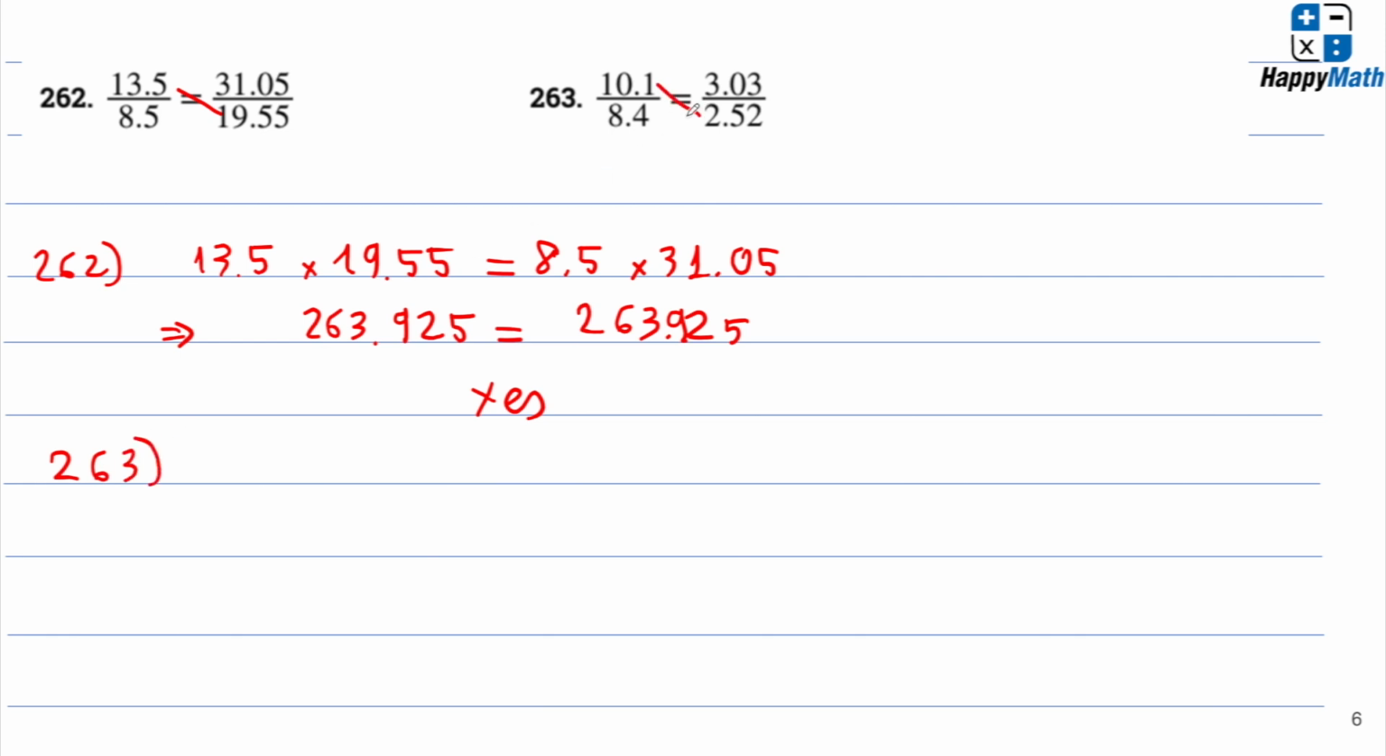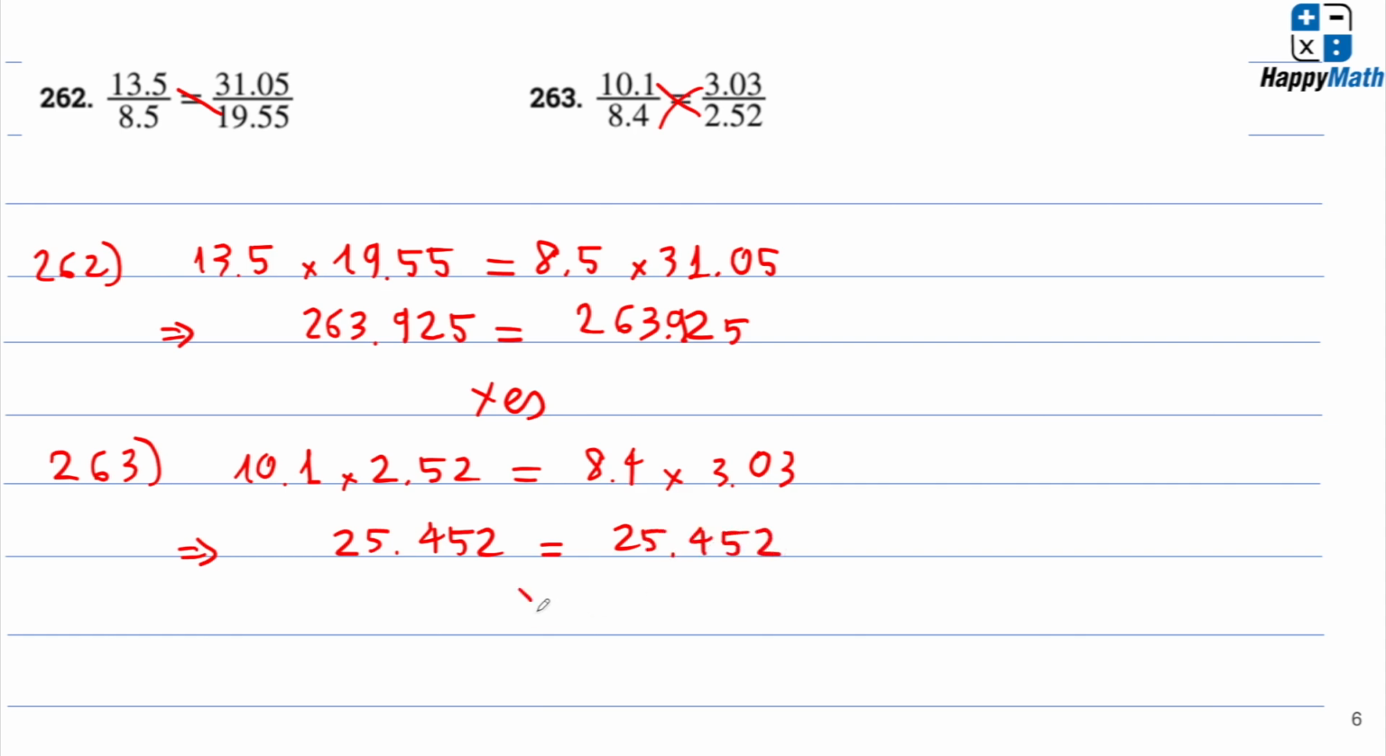263, and cross line, you will take 10.1 multiply 2.52 and 8.4 times 3.03. Yeah, 10.1 times 2.52 we have is 25.452, and 8.4 times 3.03 here means 25.452. Of course, they are the same number, so this is a proportion.